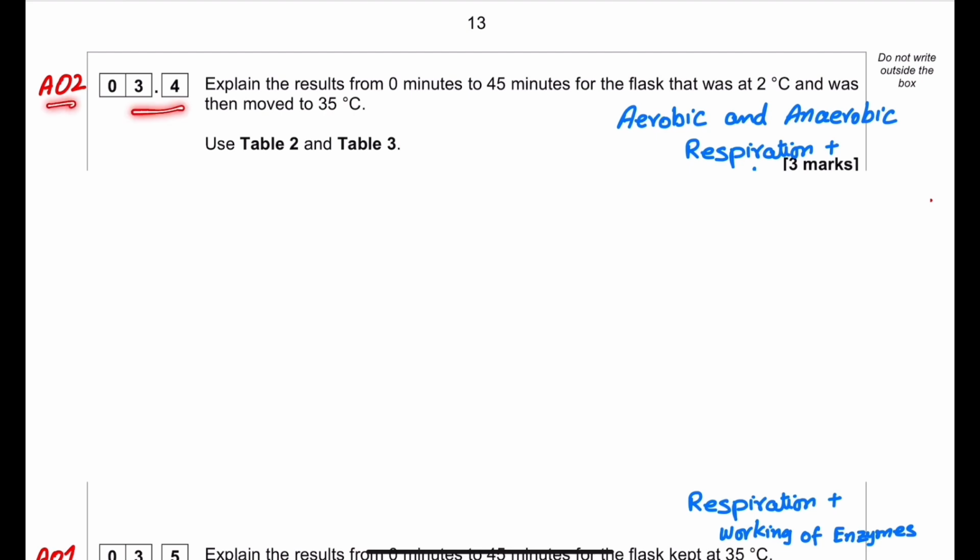3.4 is an AO2 question. Explain the result from 0 minutes to 45 minutes of the flask that was at 2 degrees and then moved to 35 degrees Celsius. Use table number 2 and table number 3. This question is again from aerobic and anaerobic respiration.